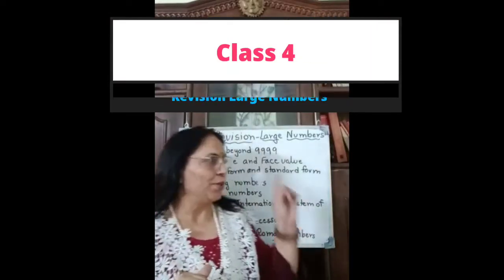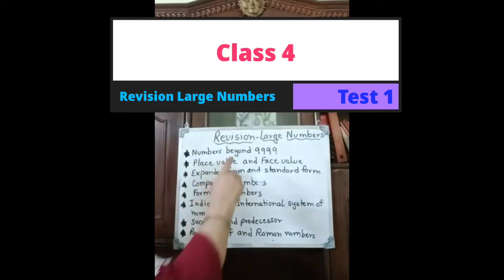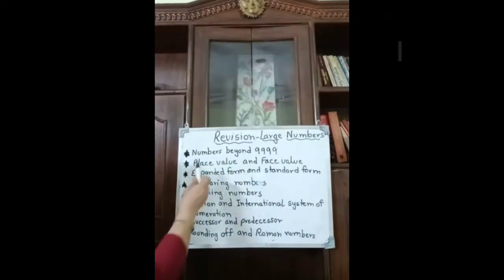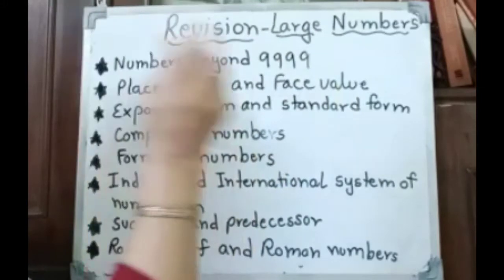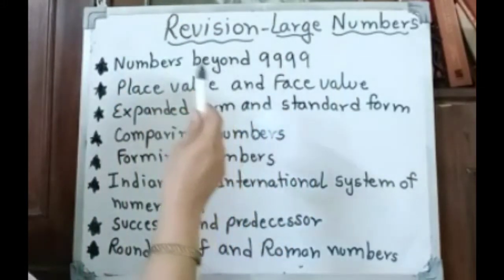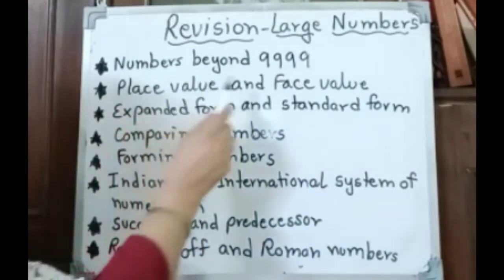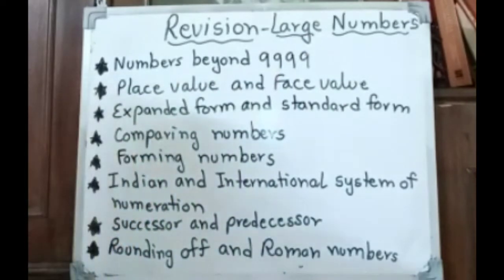Hello kids, so this is revision time. As we have completed large numbers, let's revise the large numbers. As you all have done in large numbers beyond 9999, we have ones, tens, hundred, thousand, 10,000, lakh, 10 lakh, crore, like that. Thousand, 100,000. Place value and face value of large numbers, expanded form and standard form.